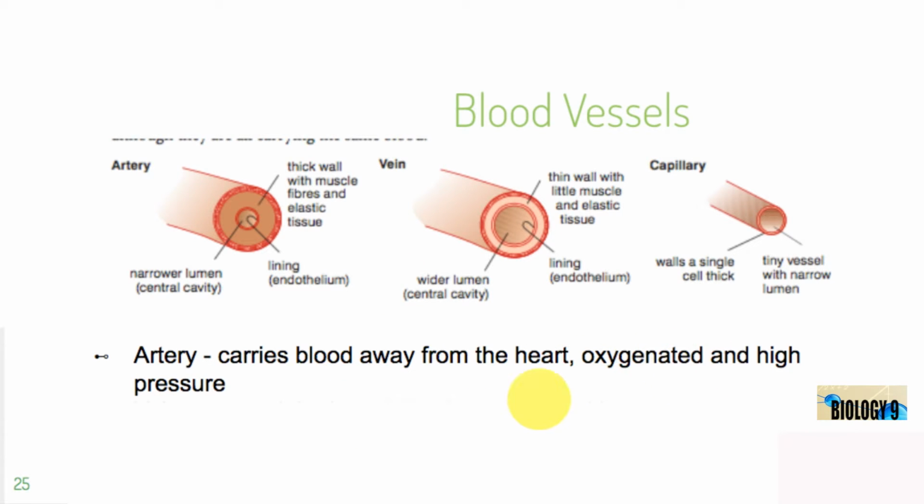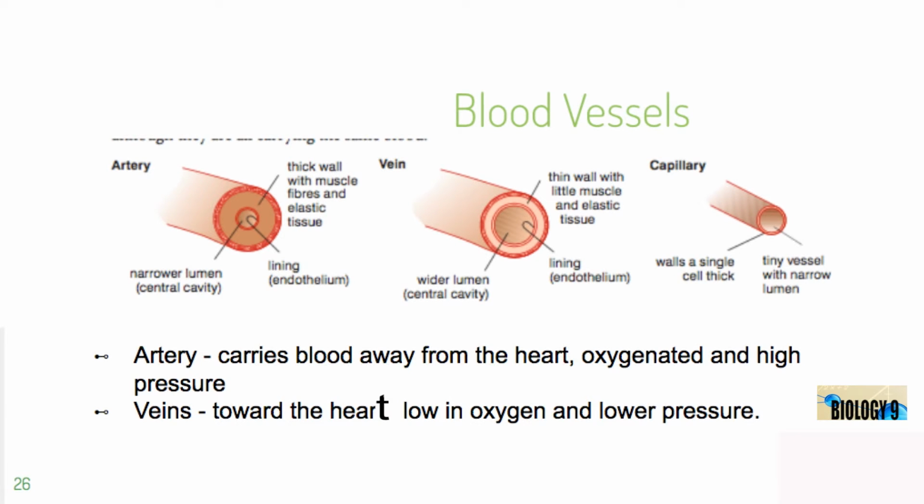We've got arteries going all the way around to our body, carrying oxygenated blood. There's one exception, that is the pulmonary artery. That's the one going to the lungs, because that does not have oxygenated blood. It's going to the lungs to get oxygenated.